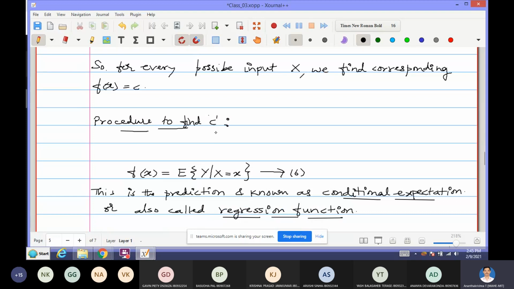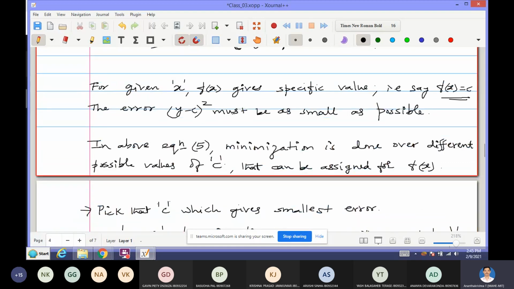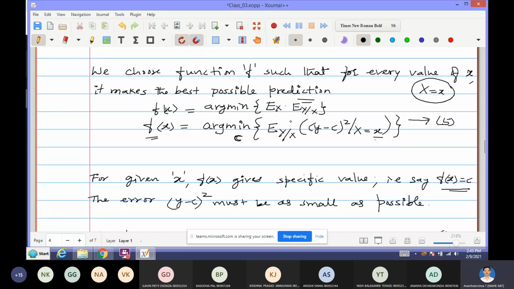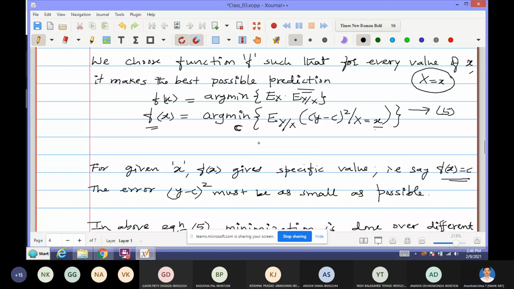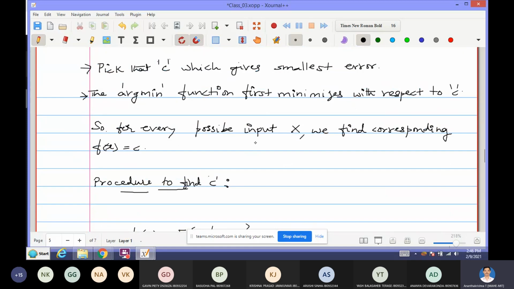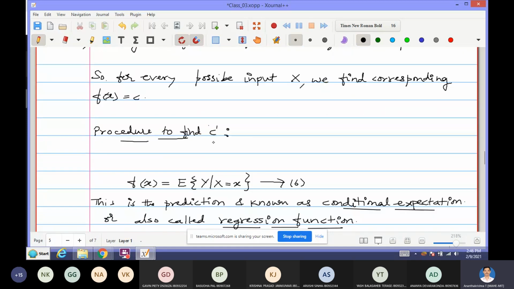Now coming to finding the value of C, look at the previous equation, equation 5, the same equation, argmin on C. If you're thinking of the procedure for finding the value of C, in equation 5 there must be a single value for C. Correct? That's what I have been explaining. Only one value for C.